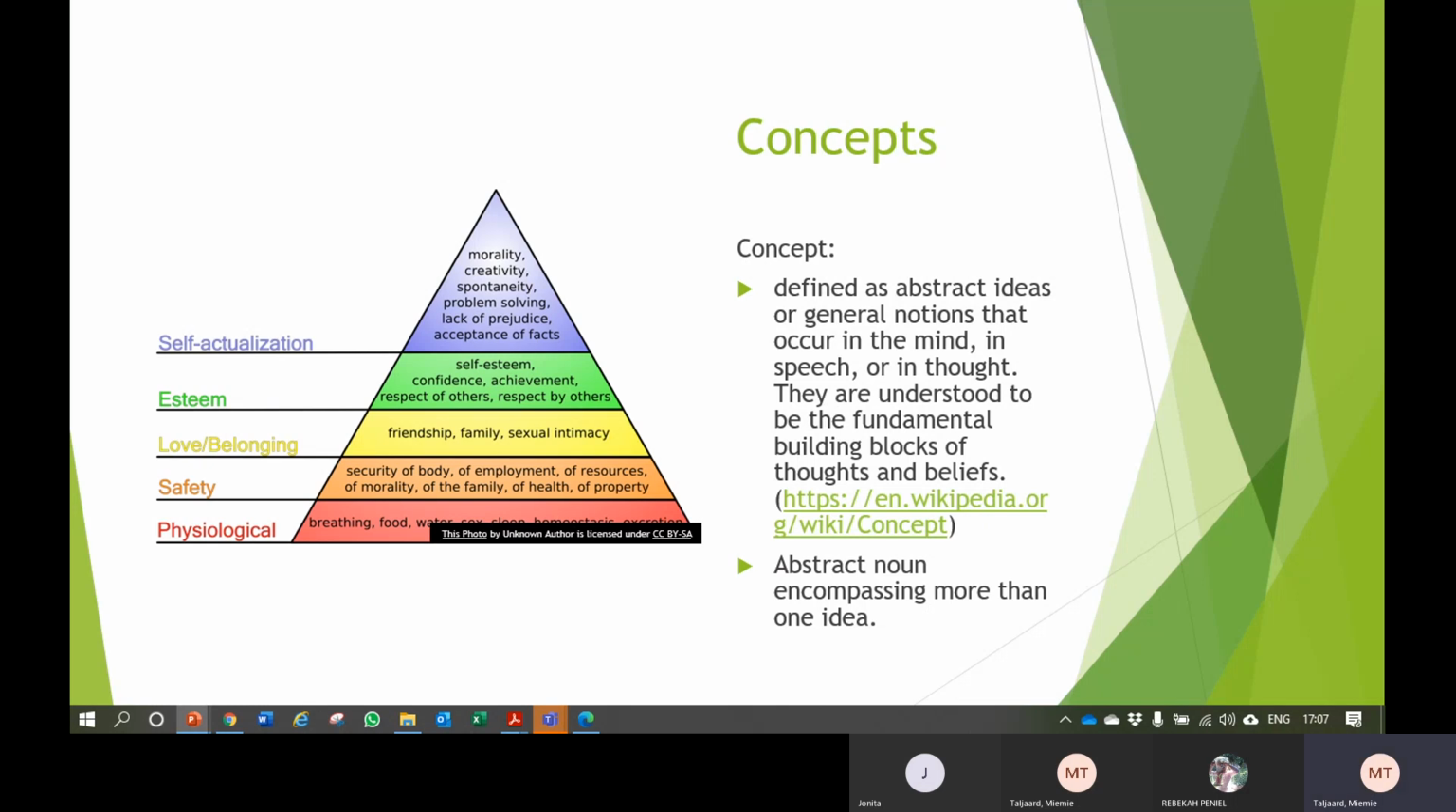Are there any questions about the concepts? Because when I work with the postgrads, I find that they often can't understand the concepts that they have to grapple with.